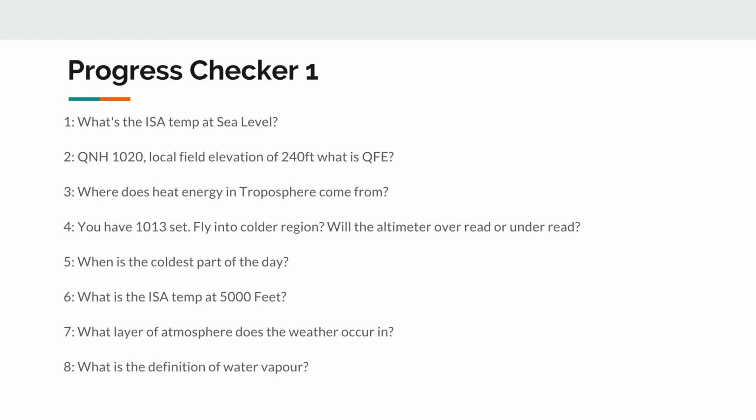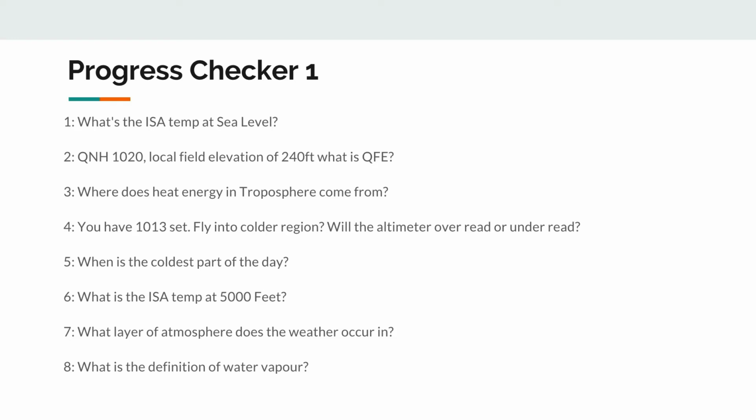What is the EASA temperature at sea level? Well, that's question one. It is 15 degrees for EASA. Question two, QNH 1020, local field elevation is 240 feet. What's the QFE? 240 divided by 30 is 8. Take that away from 1020, you get 1012.